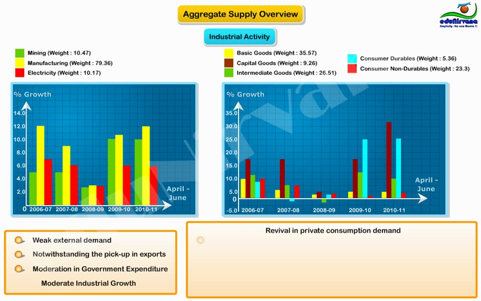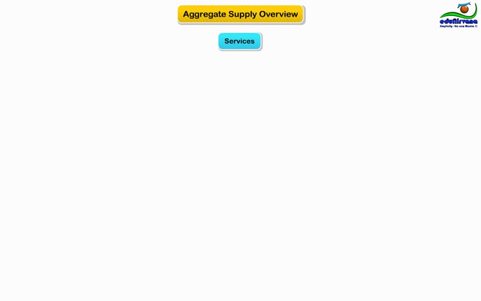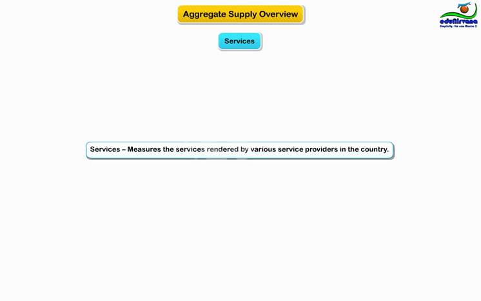Improvement in the southwest monsoon performance during June-July 2010, better agricultural production prospects, change in income tax slabs in 2010-2011, and the permanent effect of the implementation of the 6th Pay Commission recommendations on income should be supportive of consumption demand. Services. Measures the services rendered by various service providers in the country.